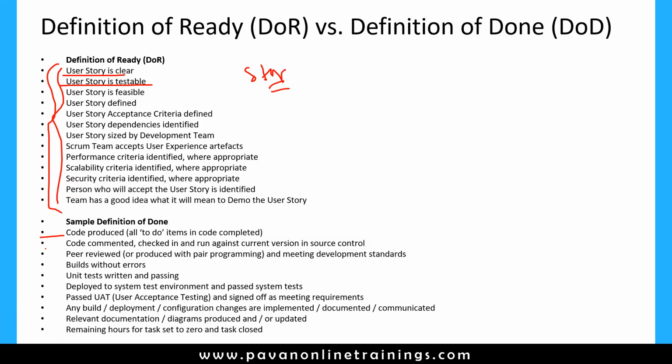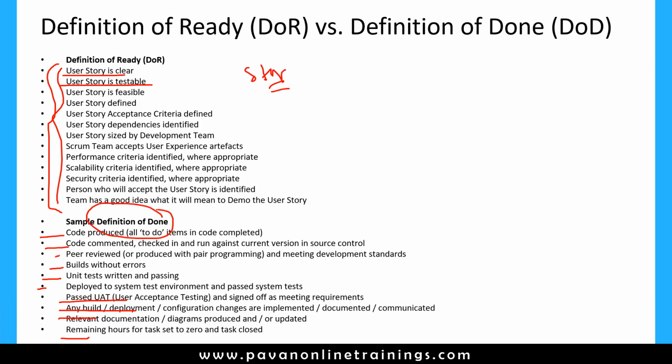Okay, and similarly, if I say definition of done, it means when we have to say a story is completed, the code should be produced, commented, checked in against the current version in the source control, peer reviewed, built without errors, unit tests written and passing, deployed to the system test environment, pass the system test and pass the UAT test. Okay, so all these things should be satisfied, and then only we can say definition of done.